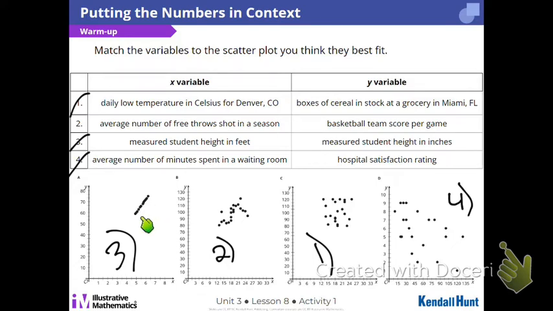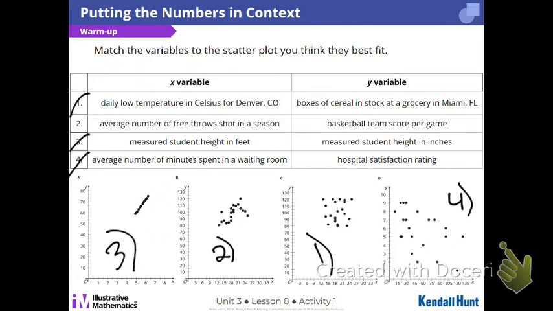So here, the height's the same whether you measure in inches or feet. Here, in general, not all the time, but the more free throws you shoot, the higher your score. This one is all just randomness, which would be the unrelated temperatures and cereals. And for 4, in general, the longer you wait in an ER, the less satisfaction you have. But maybe some people are still satisfied. Maybe they waited a long time just because it was really busy, but they're still appreciative of the care they got. So which one has the strongest correlation as we look at these?